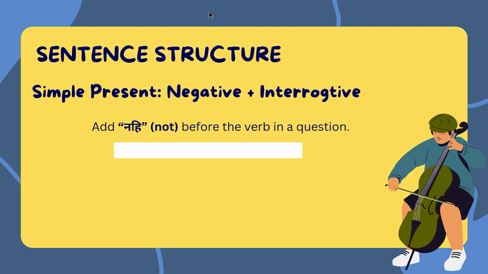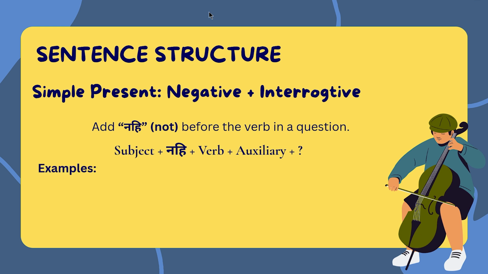So we simply add nay, as we have seen before, before the verb. Okay, so the construction will be subject, nay, verb plus auxiliary, question mark. Again, there will be intonation here. So let's look at a few examples.